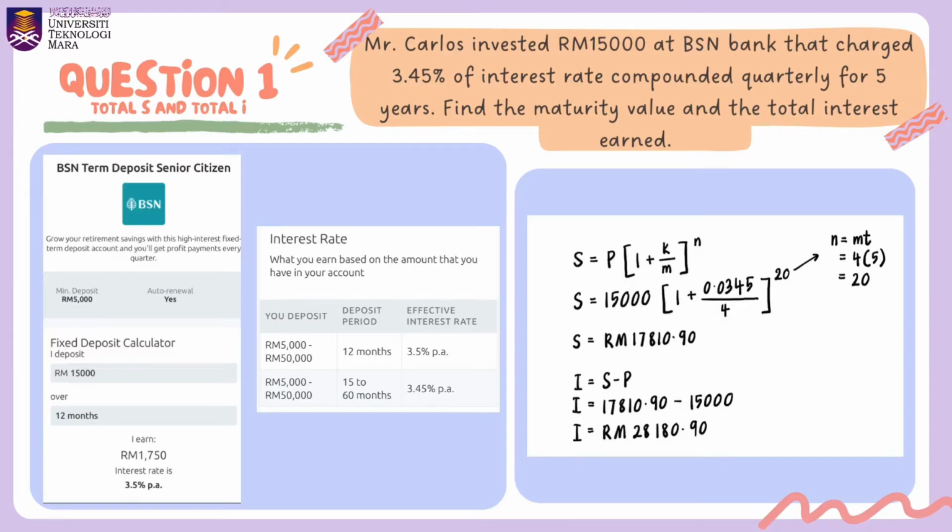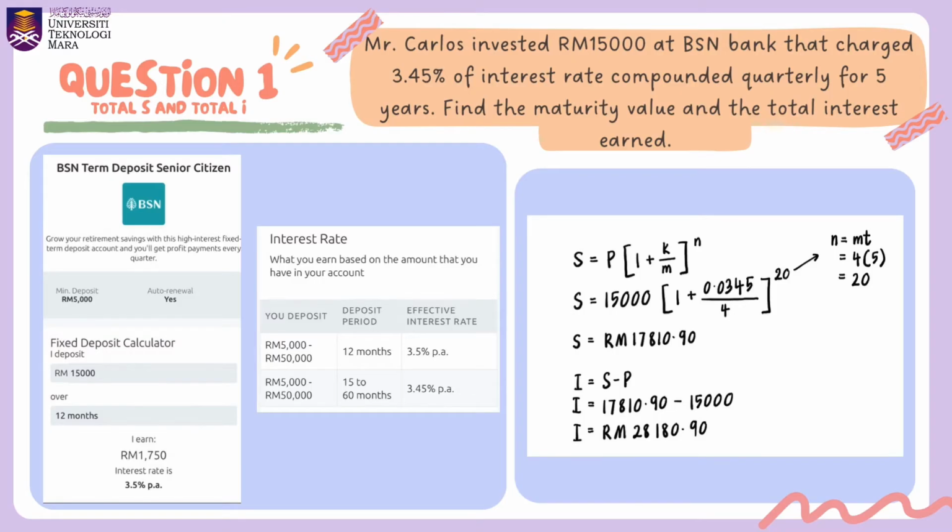To find the maturity value, we use the formula S equal P times (1 plus K over M) power N. S equal 15,000 times (1 plus 0.0345 over 4) power 20. S equal to RM17,810 and 19 cents. Next, to find the total interest, we use formula I equal S minus P.